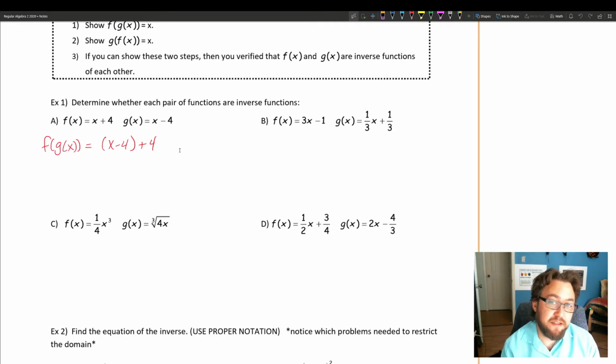I don't have anything special going on. There's no distribution, so for all intents and purposes, those parentheses don't mean anything. So I've got x, and then negative 4 plus 4 is 0. So I just have equals x.